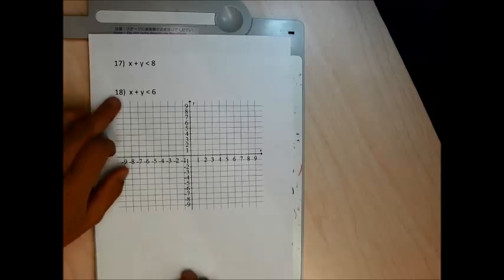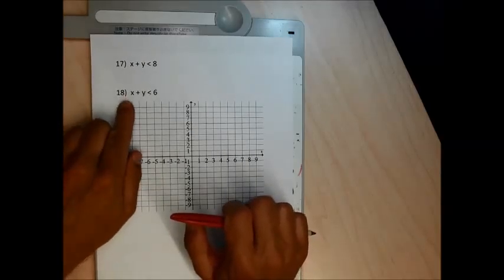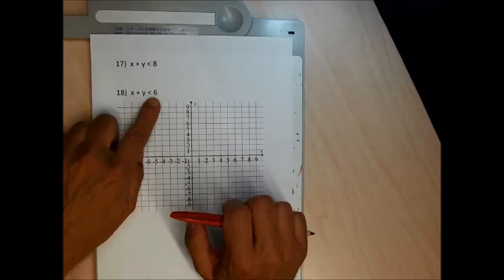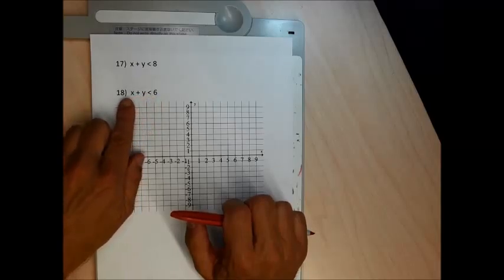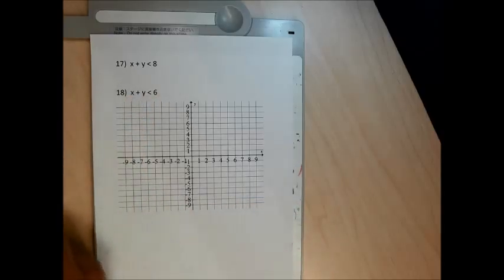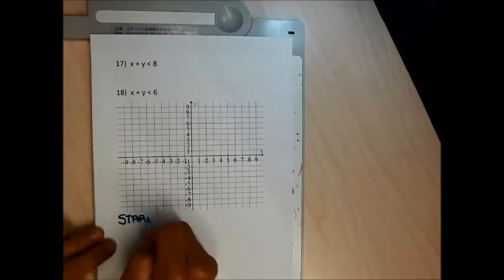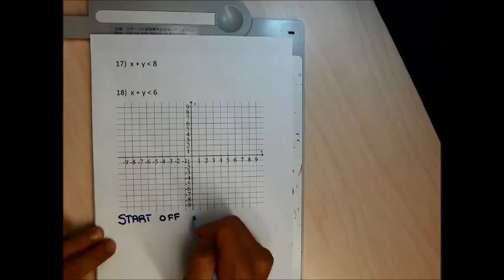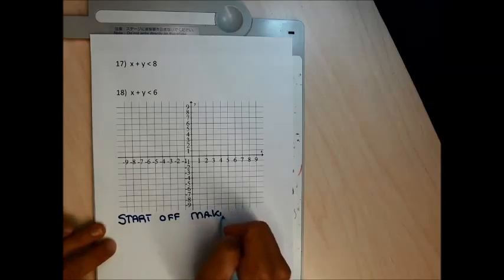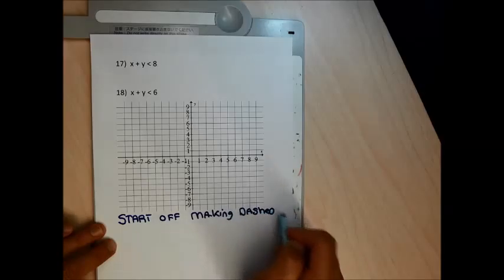So I'm going to start doing a picture with a dashed line of any point. If I add its x coordinate plus its y coordinate, I get a number less than 6, because this asks me to find every point that if you take its x coordinate and its y coordinate and add them, you get a number less than 6. I'm going to start off by making a dashed line of my border. A dashed line because I don't have an or equal to.